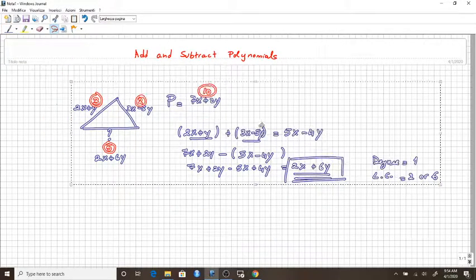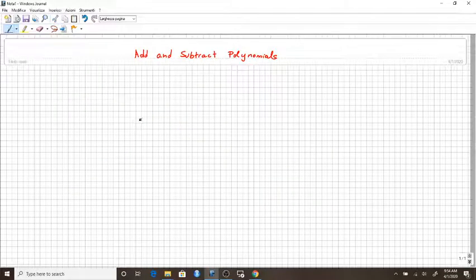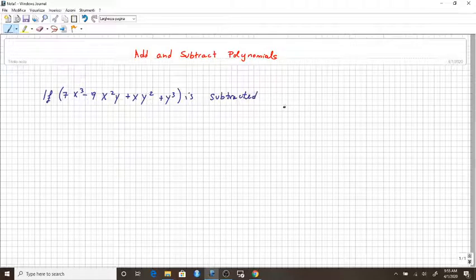Alright, so I'm going to show you one last problem. So if 7x cubed minus 9x squared y plus xy squared plus y cubed is subtracted from x cubed minus 3x squared y plus 4xy squared plus y cubed.